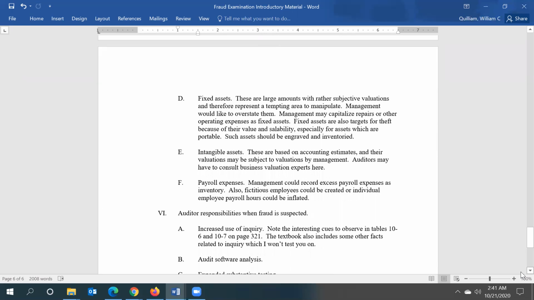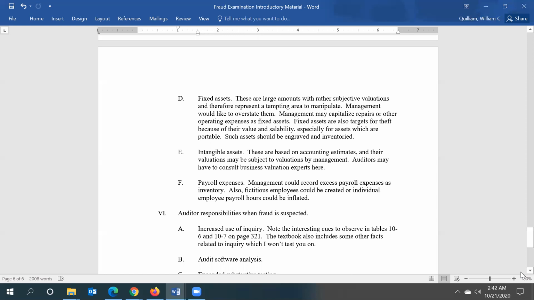Then fixed assets, things like machines. Well, these are large amounts with rather subjective valuations sometimes. They can be a tempting area to manipulate fraudulently. Management would love to overstate them because, after all, they are assets. One way is that management may capitalize or record as an asset repairs or other operating expenses, just as fixed assets. And fixed assets are often targets for theft because of their value and saleability, especially for assets which are portable, such as laptop computers. And such assets should be engraved and inventoried.